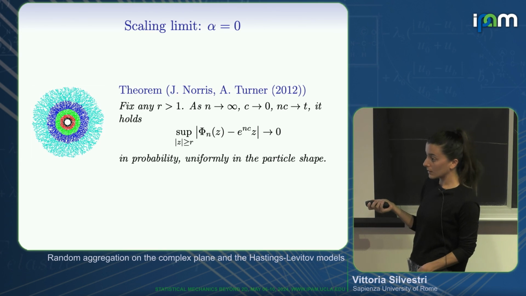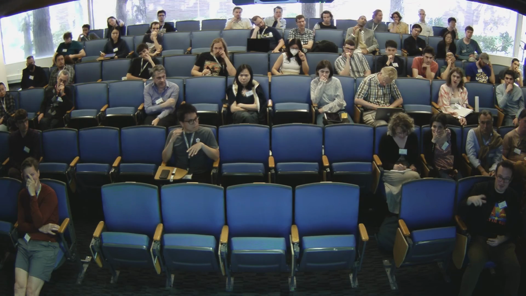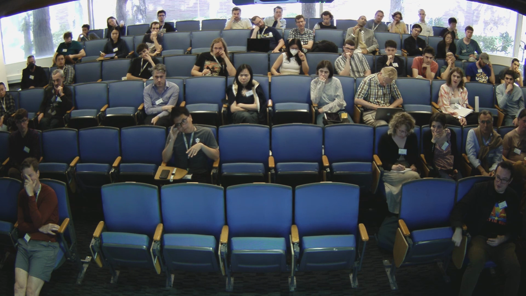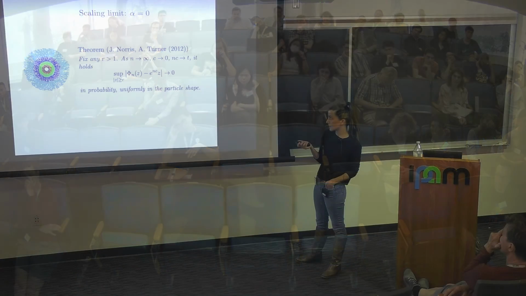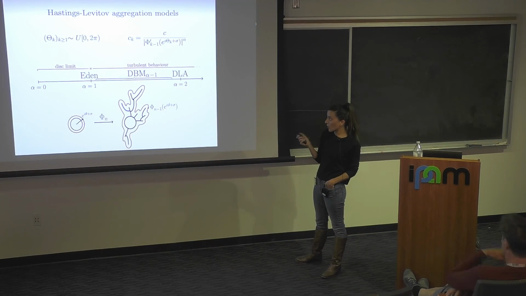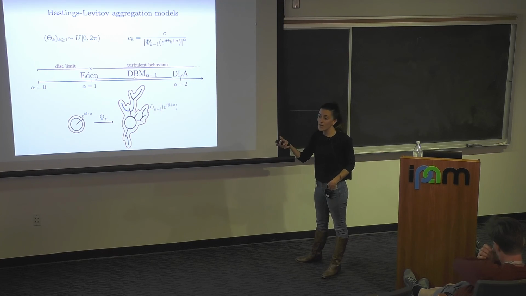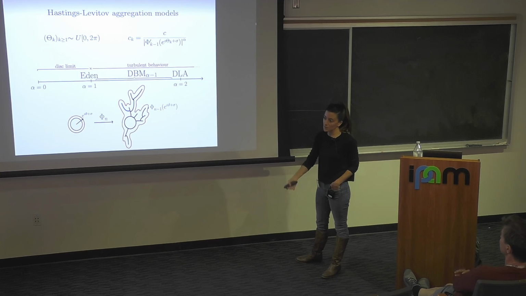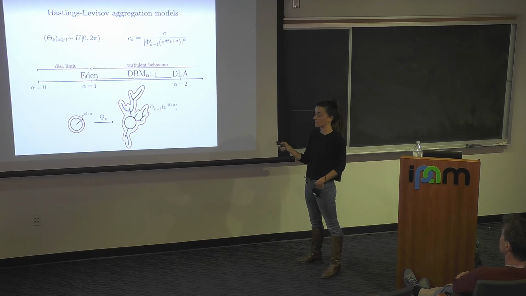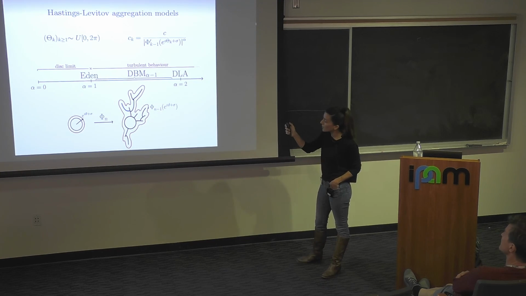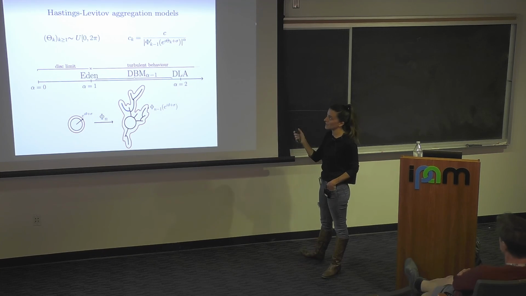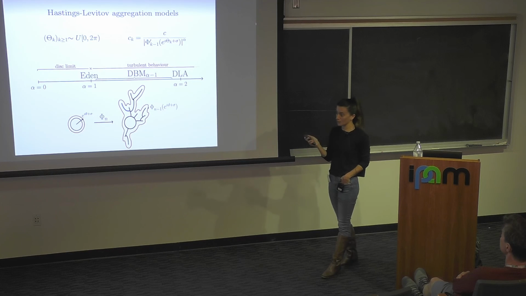So is this true even if you start with a different shape instead of the disk in the middle? The alpha equals 0 case is very easy, because we know everything that happens if you start from a different shape, because you can just conjugate. You map it to the disk, you grow your cluster, and then you map it back. If alpha is non-zero, it becomes very non-trivial to understand what happens, and maybe I'll say something at the end, but we don't know.